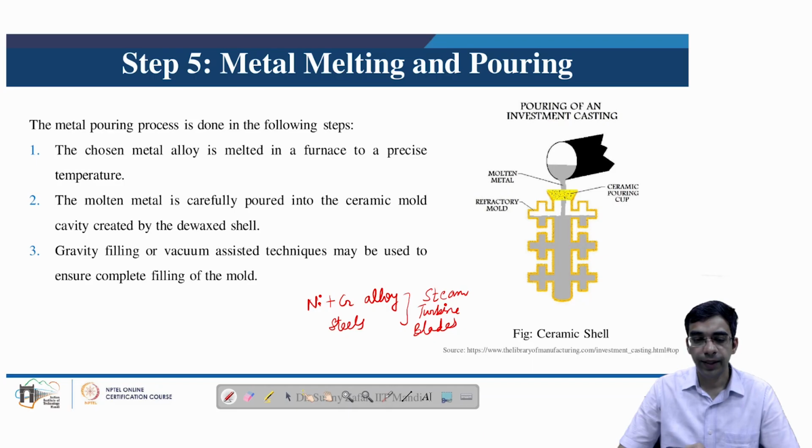The chosen metal alloy is melted in a separate furnace and is brought above its liquidus temperature. The molten material is then carefully poured into the ceramic mold cavity, which is created by the dewaxed shell. So gravity filling or vacuum assisted methods may be used for ensuring the complete filling of the mold.